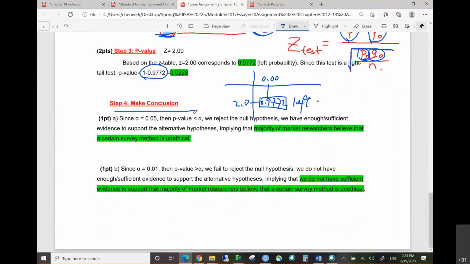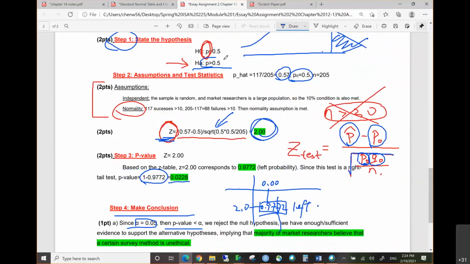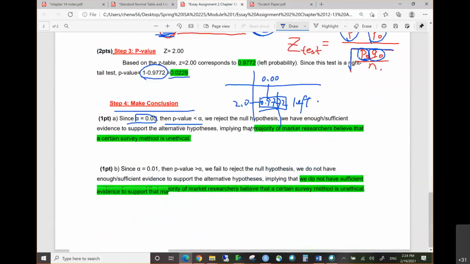If the alpha is 0.05, of course your p-value is less than 0.05. So we reject the null hypothesis. Do not stop here. You need to continue. What is your real conclusion? We want to test whether p is larger than 0.5. So what does that mean? Whether the majority of the market researchers believe that a certain survey method is unethical. The other way, if the p-value is larger than alpha, that means we do not have enough evidence to support our claim.